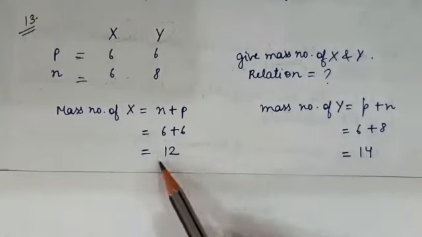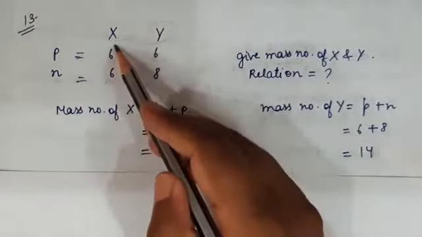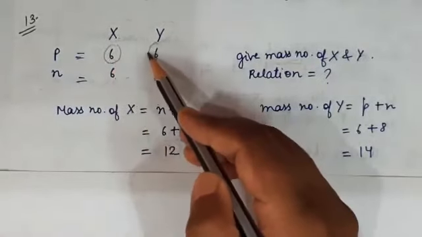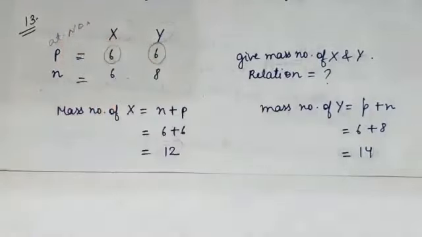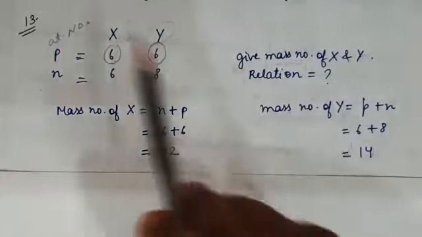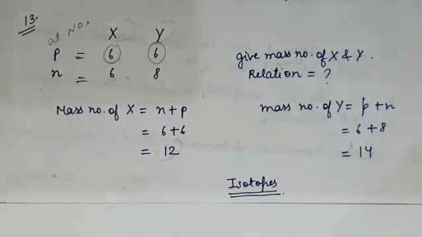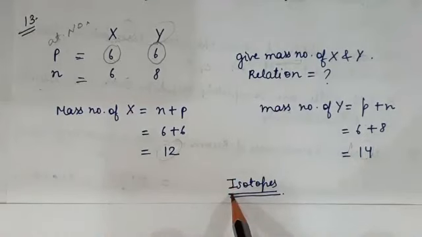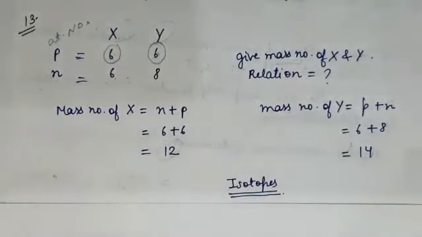See carefully. The mass numbers are different, but the protons are the same. Proton means atomic number. Mass number different, atomic number same. So they are called isotopes. What are isotopes? These are the atoms of the same element which have the same atomic number and different mass number. Okay, so this is question number 13.